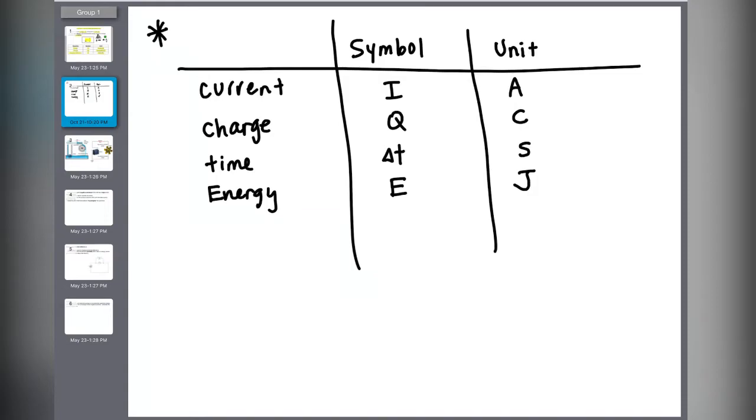Q is charge. We already know that. And the other new one is voltage. Okay, capital V for the symbol. The unit is also V. And there could be another name. It could also be called potential difference.